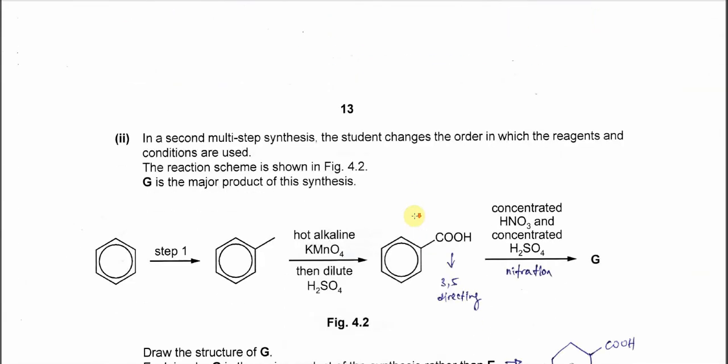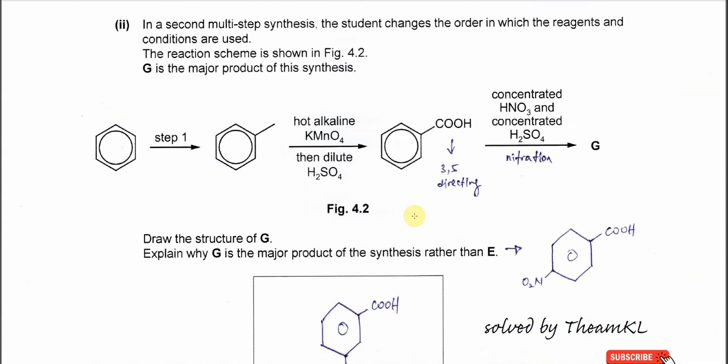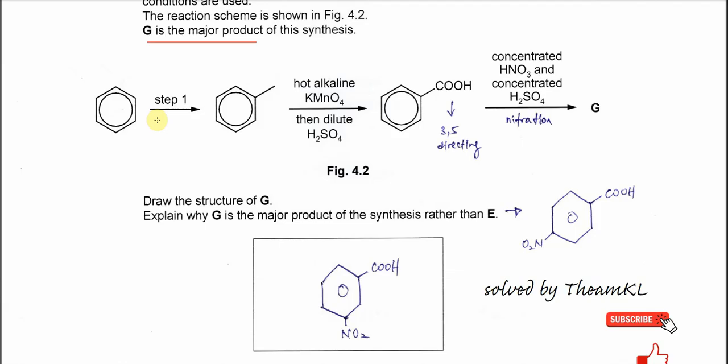So next, part 2. In the second multi-step synthesis, the student changes the order in which the reagents and conditions are used. So it's shown in this figure 4.2. G is the major product of this synthesis. So later you have to propose the structure of the G. Okay, step 1 here, see, from this benzene to methylbenzene, so same.